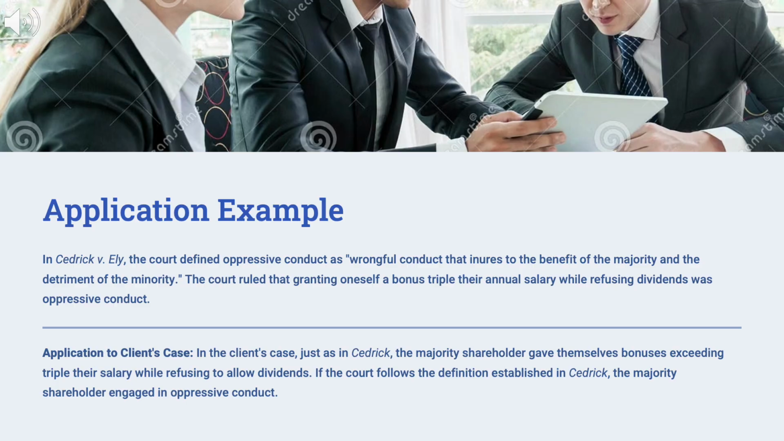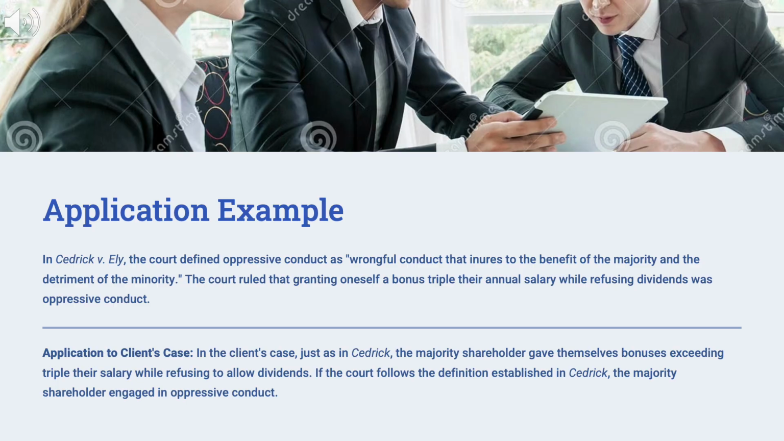Having presented the case and the legal standard it established, the memo then moves immediately to the application. The application begins by connecting the client's facts directly to the Cedric standard. In the client's matter, just as in Cedric, the majority shareholder granted themselves bonuses exceeding triple their annual salary while refusing to allow dividends. The factual parallel is explicit and direct. The application then states the legal consequence.